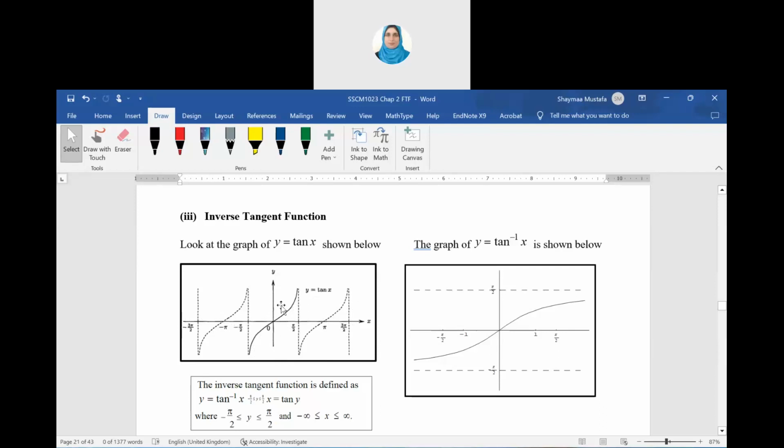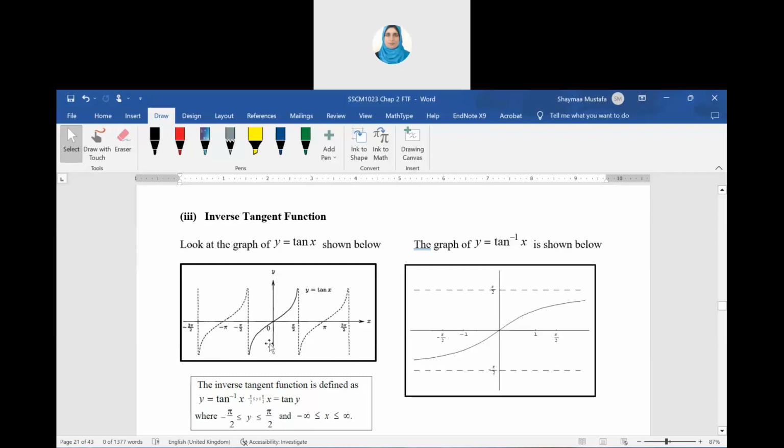So to make it one-to-one, you have to restrict the domain. We take this part only, from minus pi over 2 to pi over 2. This part is one-to-one. Now you can define the inverse just by reflecting over the line y equal to x. So you have your domain here from minus pi over 2 to pi over 2. The restricted domain will be the range.